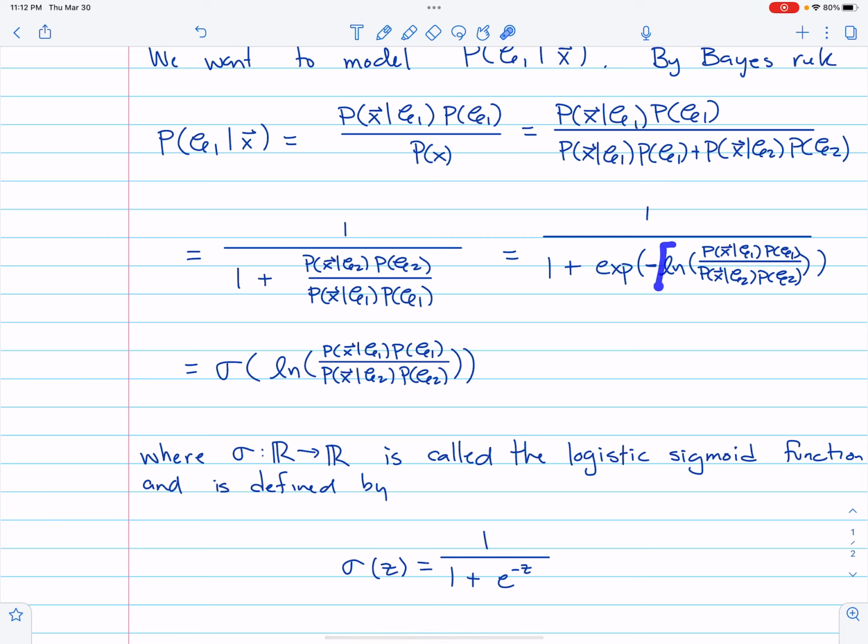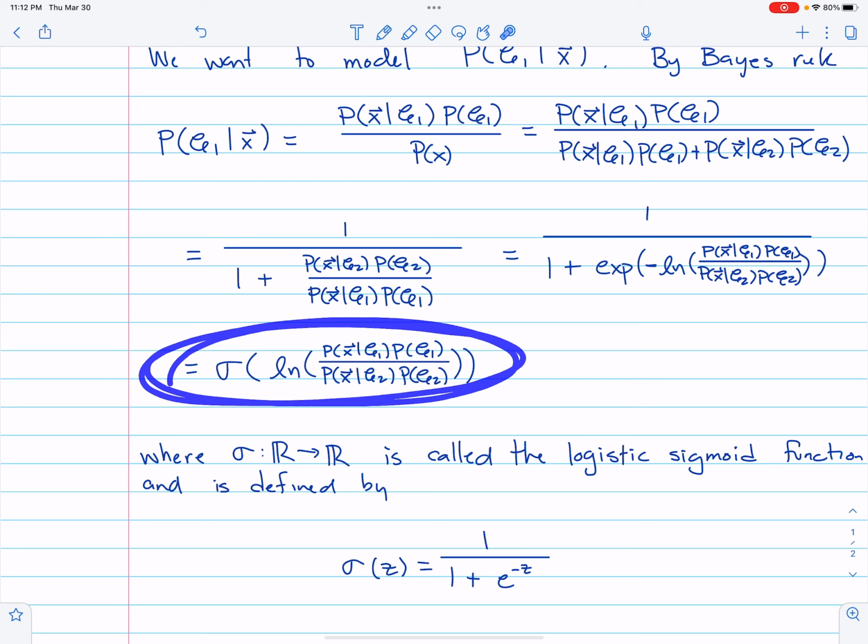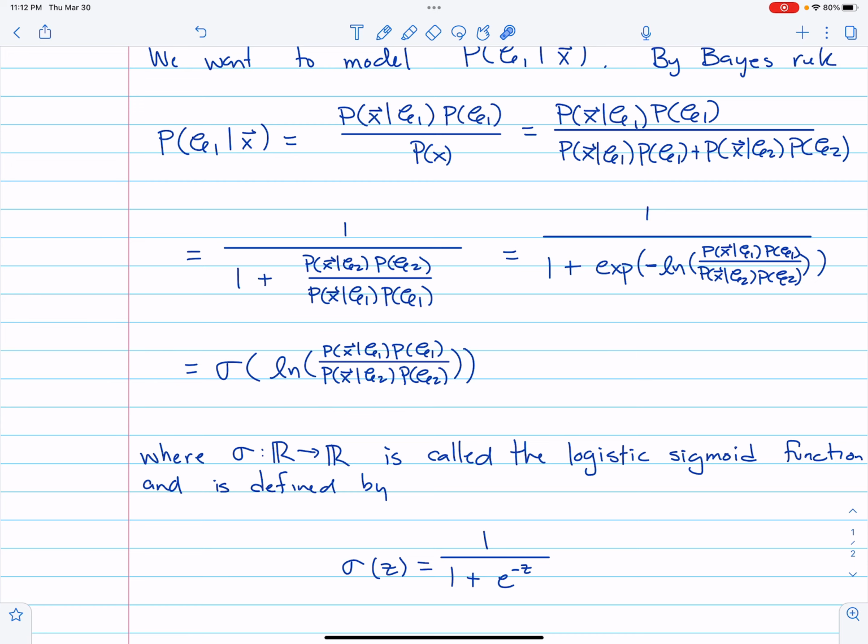So it just so happens that the thing that we've plugged in here is this logarithm. So this expression here is just sigma of log of this thing here. Notice all that we've done is we've taken our conditional probability, which is the thing we really want to model. We've expanded it out using Bayes' theorem. And then we took the denominator and split it up into this marginalized form.